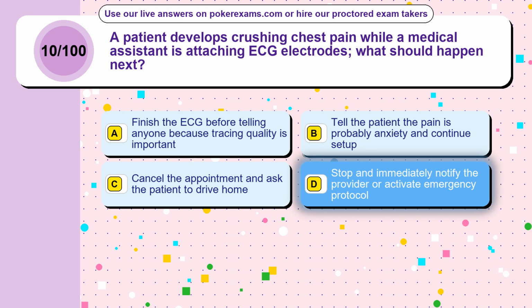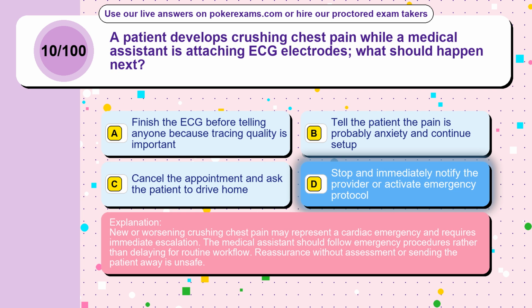The correct answer is option D, stop and immediately notify the provider or activate emergency protocol. New or worsening crushing chest pain may represent a cardiac emergency and requires immediate escalation. The medical assistant should follow emergency procedures rather than delaying for routine workflow. Reassurance without assessment or sending the patient away is unsafe.